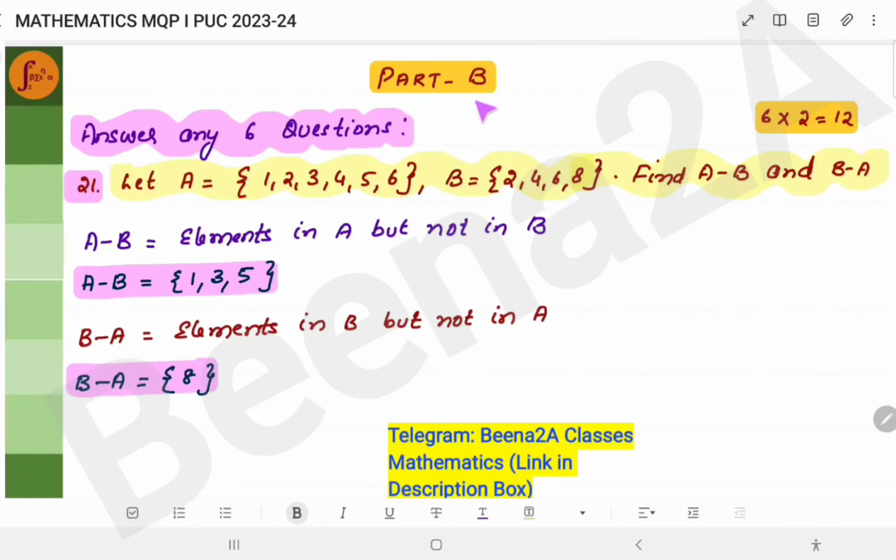Let's look at part B questions. Answer any 6 questions. This is from sets. Let A is equal to {1, 2, 3, 4, 5, 6}.